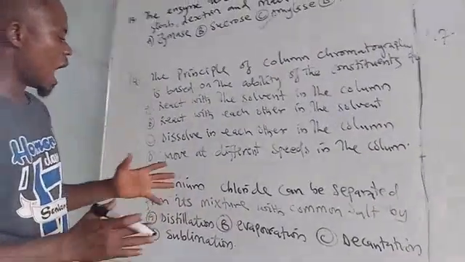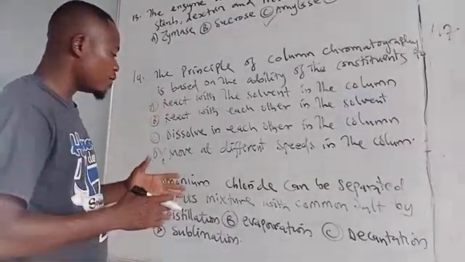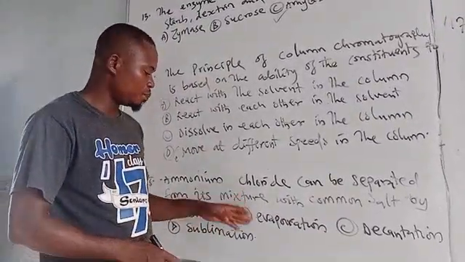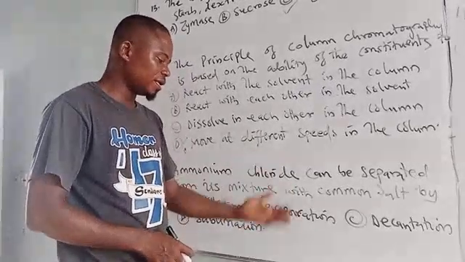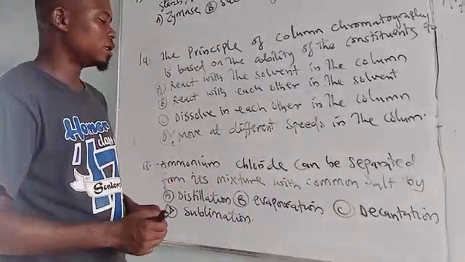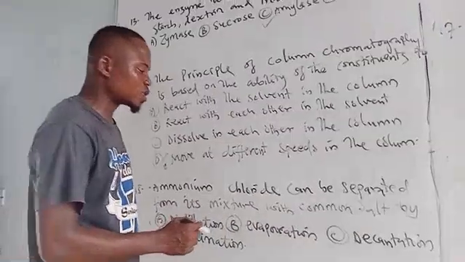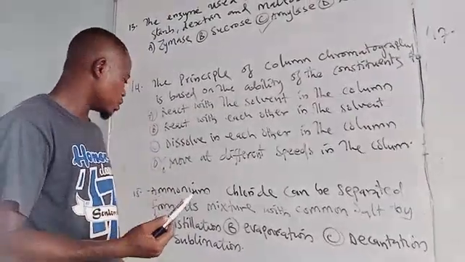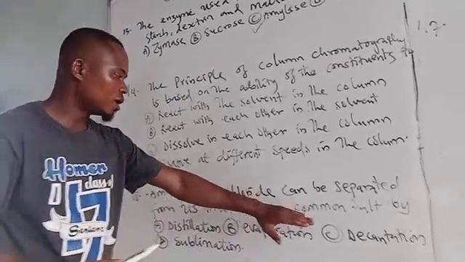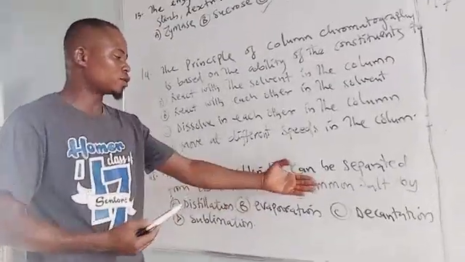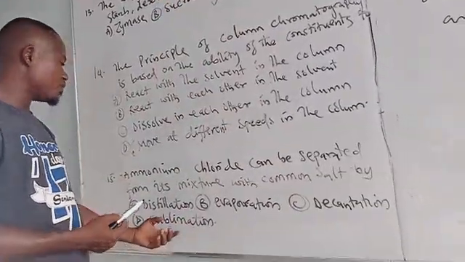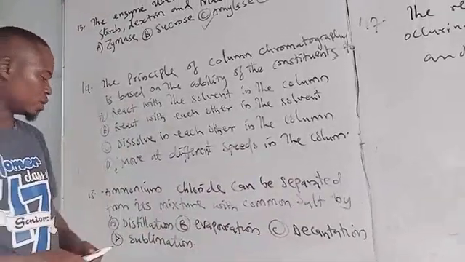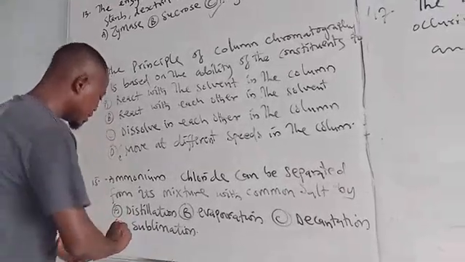Question 15. Ammonium chloride can be separated from its mixture with common salt by A, distillation, B, evaporation, C, decantation, D, sublimation. Now, ammonium chloride is one salt that changes directly from the solid state to the gaseous state without passing through the liquid state. So one method you can use in separating it from common salt is sublimation, because common salt cannot change directly to the gaseous state. As you heat both of them, the ammonium chloride will sublime and move to the gaseous state. You can collect it, leaving the common salt. So the correct answer is option D, sublimation.